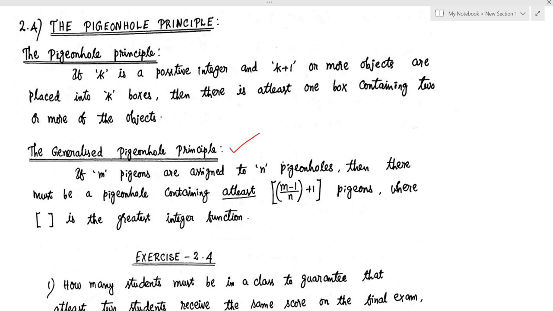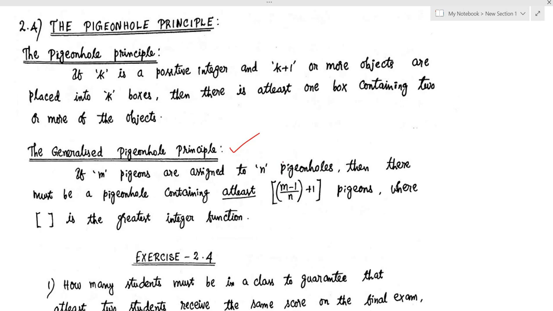Let me consider an example. Among any group of 367 people that we consider, there must be at least two with the same birthday. 367 people, at least two with the same birthday. Why? Because there are only 366 possible birthdays in total.